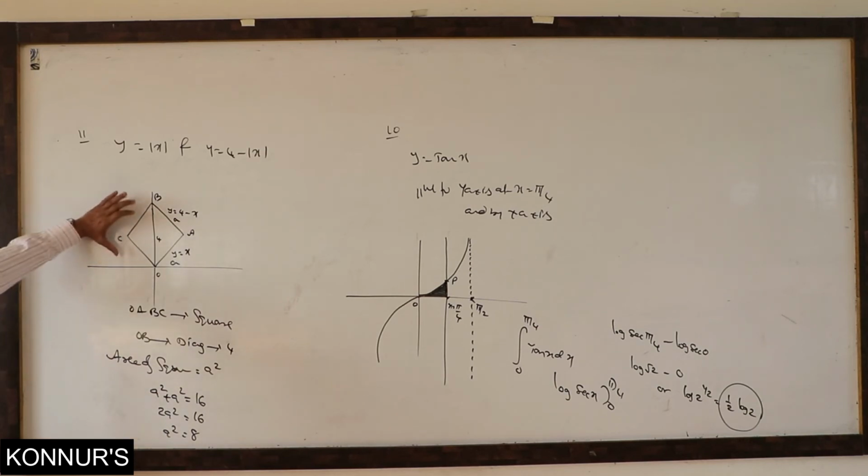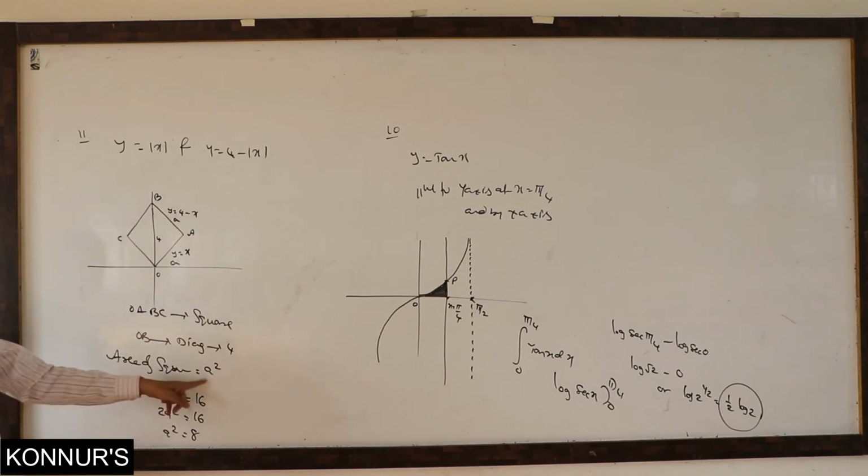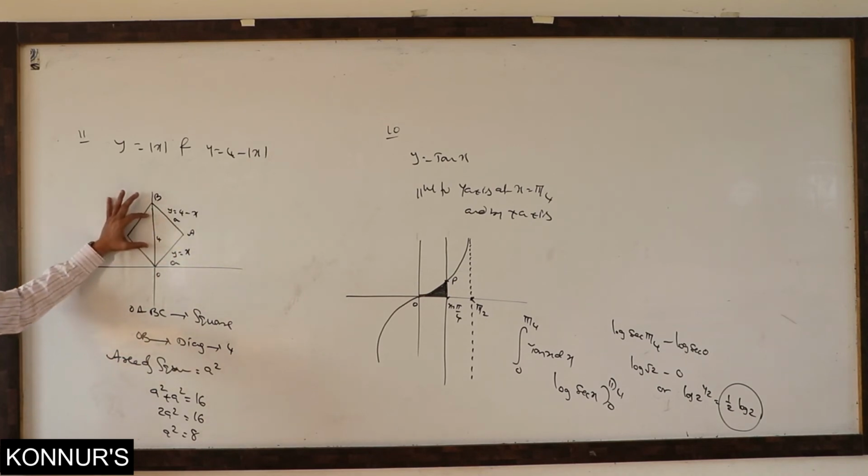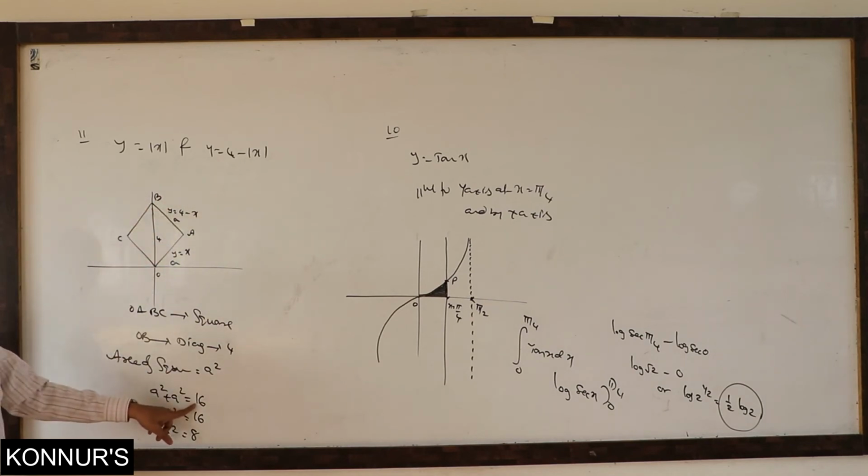Area of the square he is asking. Area of the square, if the side is A, is A square. We want the A square value. But we know this is a square whose diagonal length is 4. This is a right angle triangle. OAB is a right angle triangle. A square plus A square equal to the hypotenuse square. Enough.